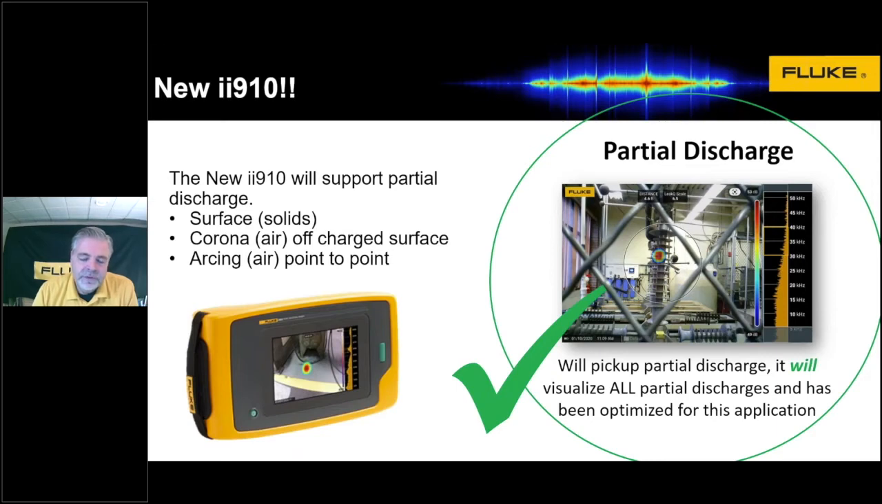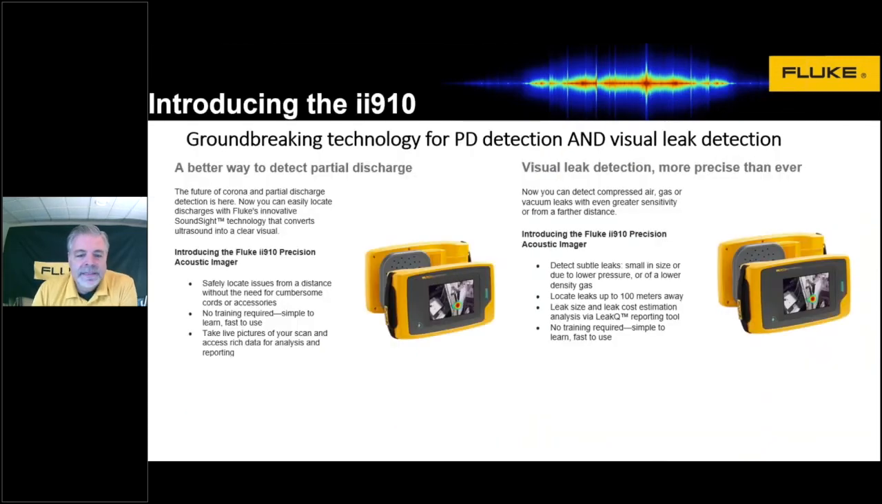It has 2 extended feature capabilities. One is that it goes to 100 kilohertz now, and it also has more sensitive microphones for leaks on the low end. So we will be able to pick up all kinds of partial discharge. This is groundbreaking technology. It's the same image, same device, but these are the 2 technologies. We have the ability to do partial discharge, and on the right, it shows visual leak detection with more precision.